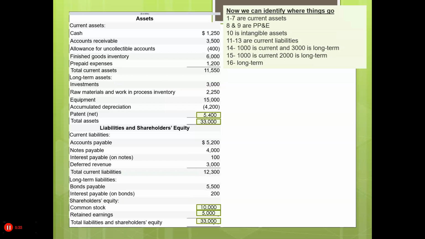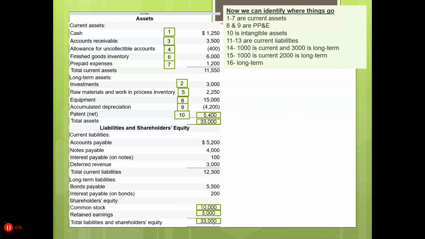So now what we're going to do is go through and identify where things go. I like to do this, and I have a checklist, to make sure I've covered everything. Items 1 through 7 are going to be current assets. We have the cash, the investments, our accounts receivable, less of course allowance for doubtfuls, our raw materials, our finished goods, and our prepaid expenses. Let's look at PP&E. PP&E, of course, would be our equipment less our accumulated depreciation.